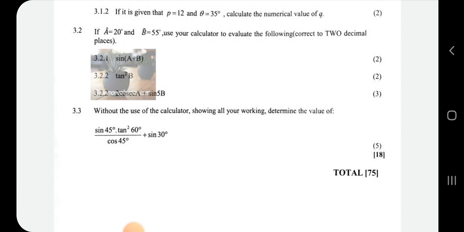So we have 3.2.1, that is sine (A plus B), and then 3.2.2 is tan squared B, and then 3.2.3 is 2 cosec A plus sine 5B. So let's do those quickly.